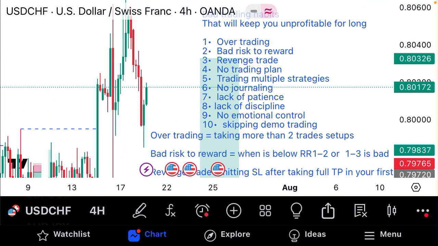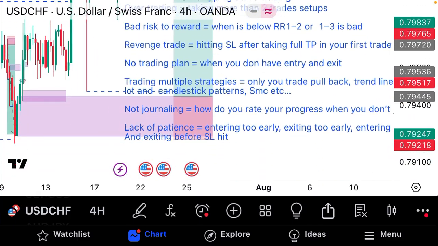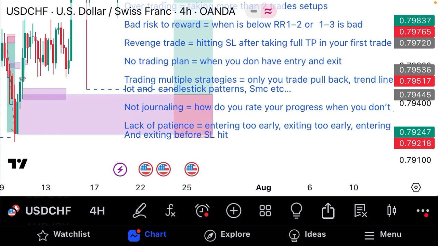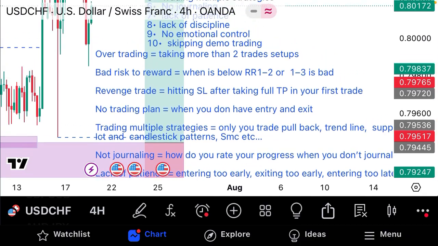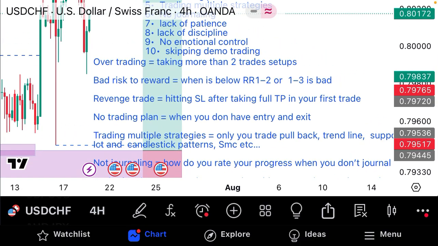So up to the next one is not journaling. Here, my explanation is how do you rate your progress when you don't journal? Because your journal will tell you that you trade multiple strategies or you overtrade or your risk to reward is not good or you always do revenge trading. Your journal is like your mirror. It tells you your errors and it shows you the good and the bad you do in the market. So that journal, you shouldn't play with it. If you're not journaling as a trader, you might not become profitable anytime soon.